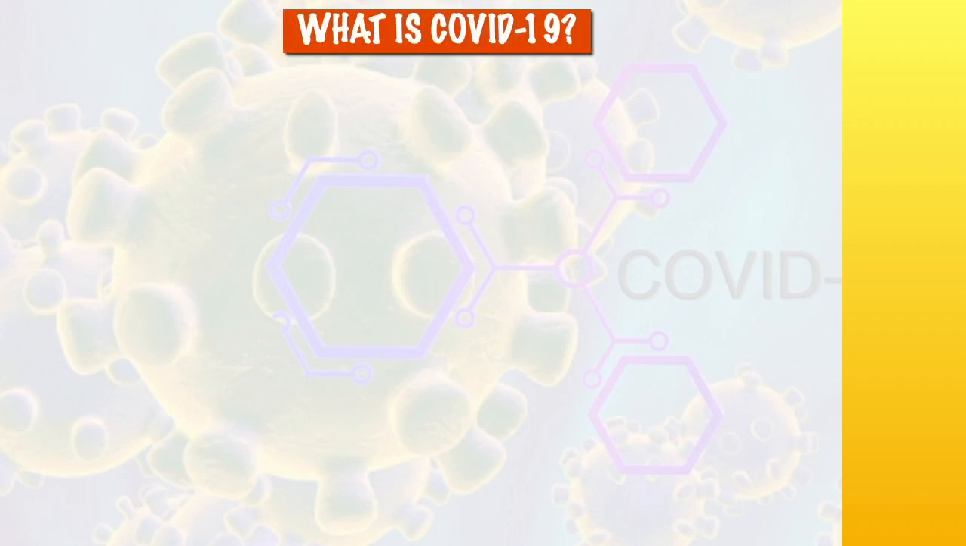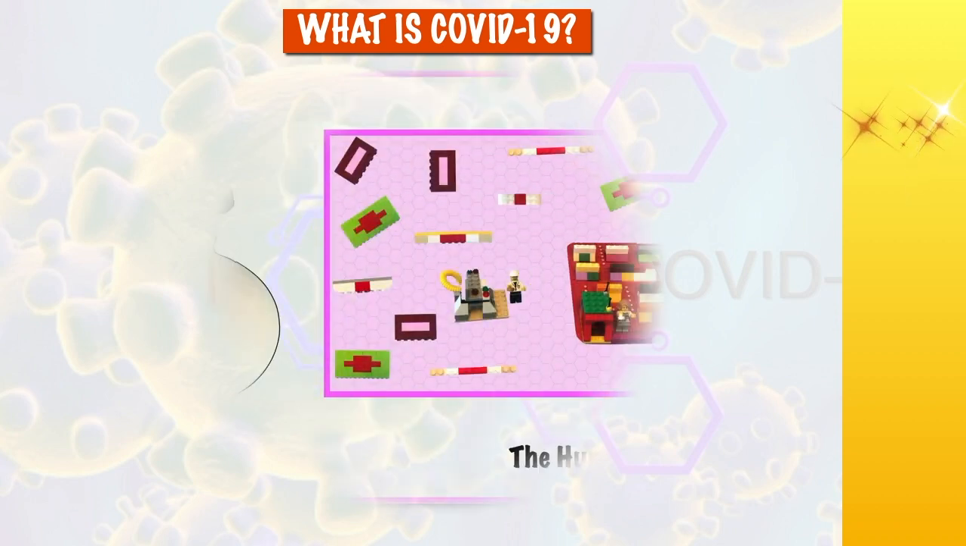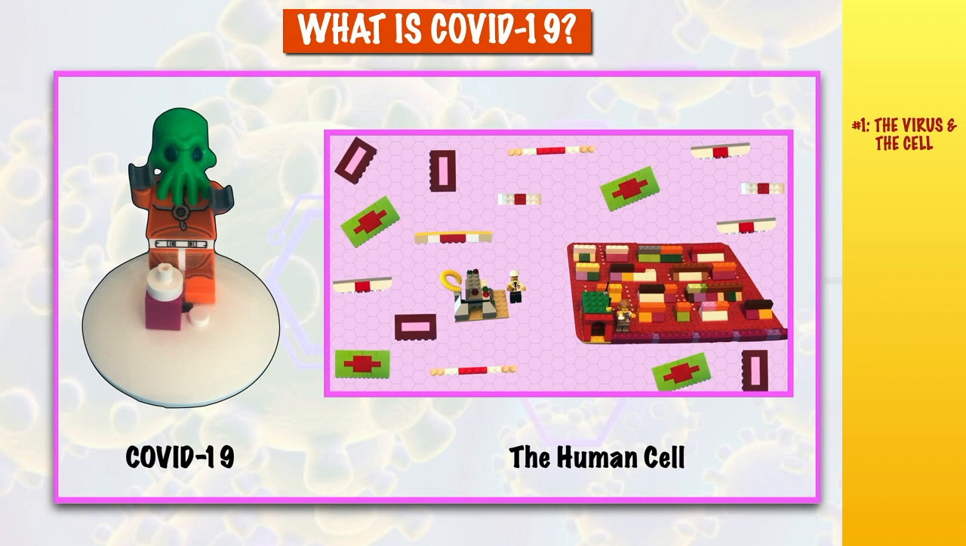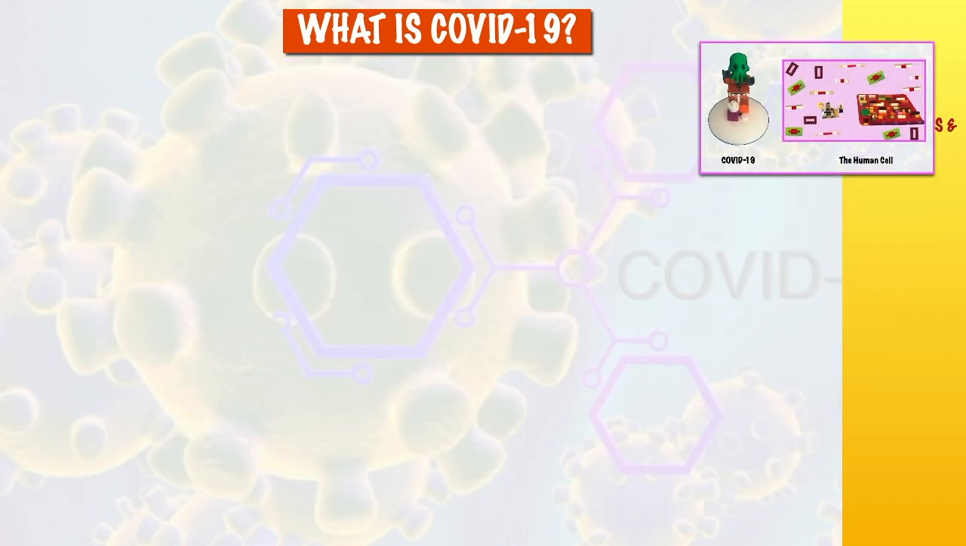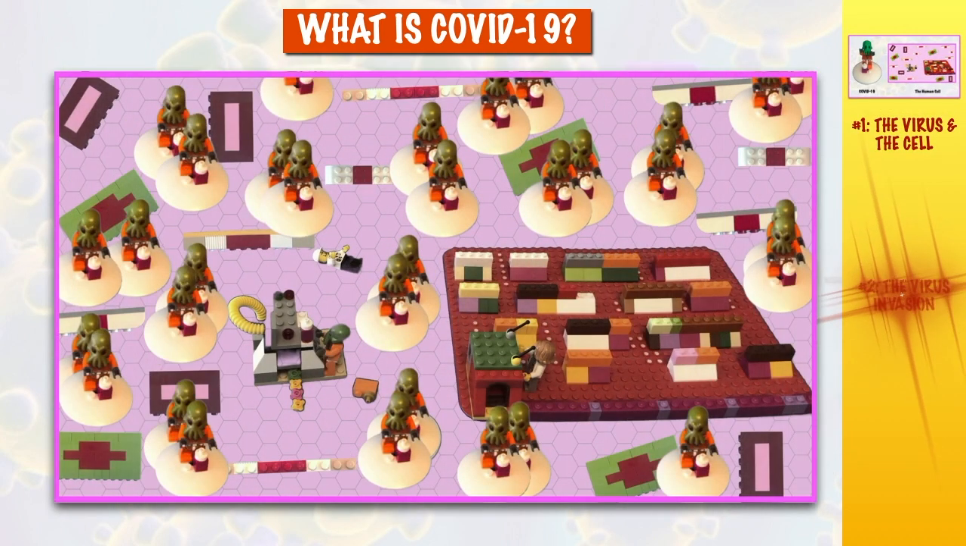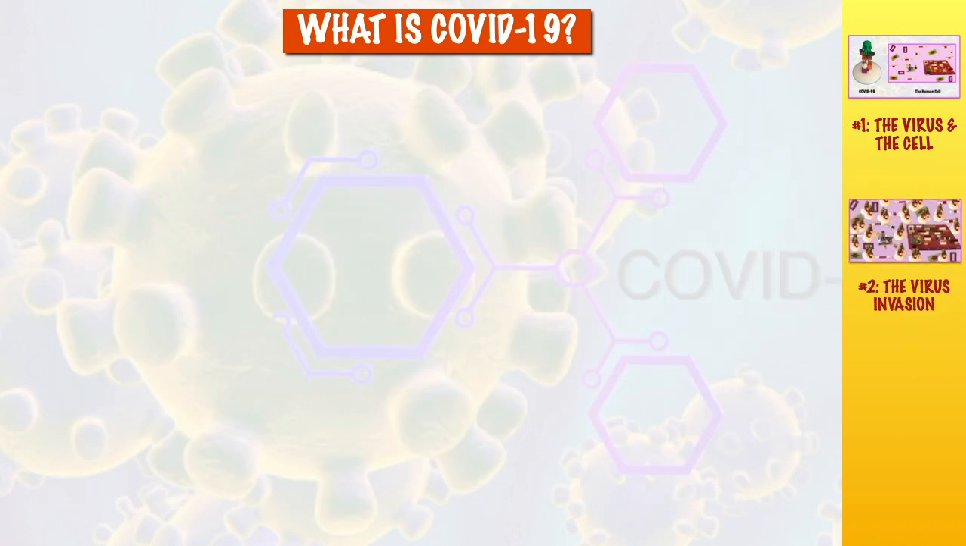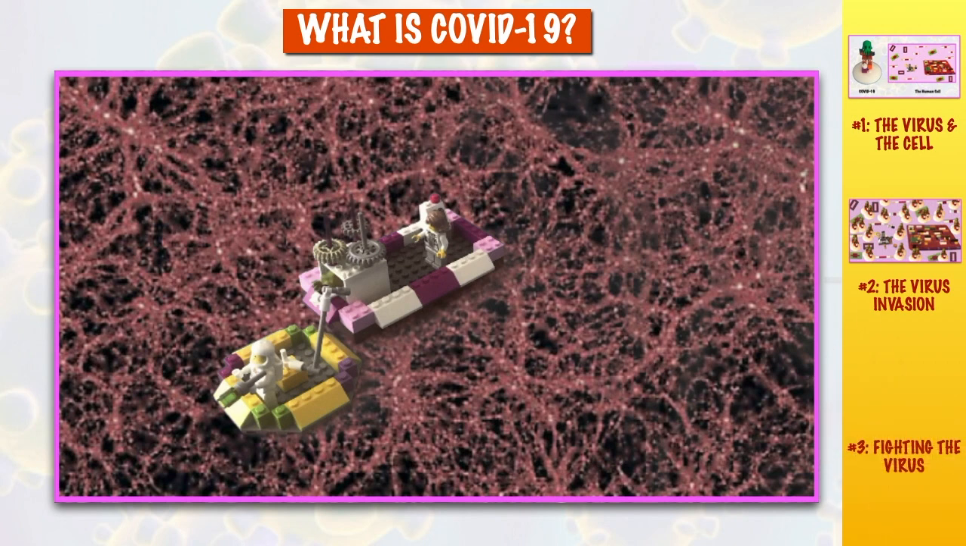Over the course of 3 lessons, we will take a close look into the world of Covid-19. In Lesson 1, we examine the virus and the cells that make up our body. In Lesson 2, we will see how the virus invades our cells and makes us unwell. And in Lesson 3, we learn how our cells can fight back.